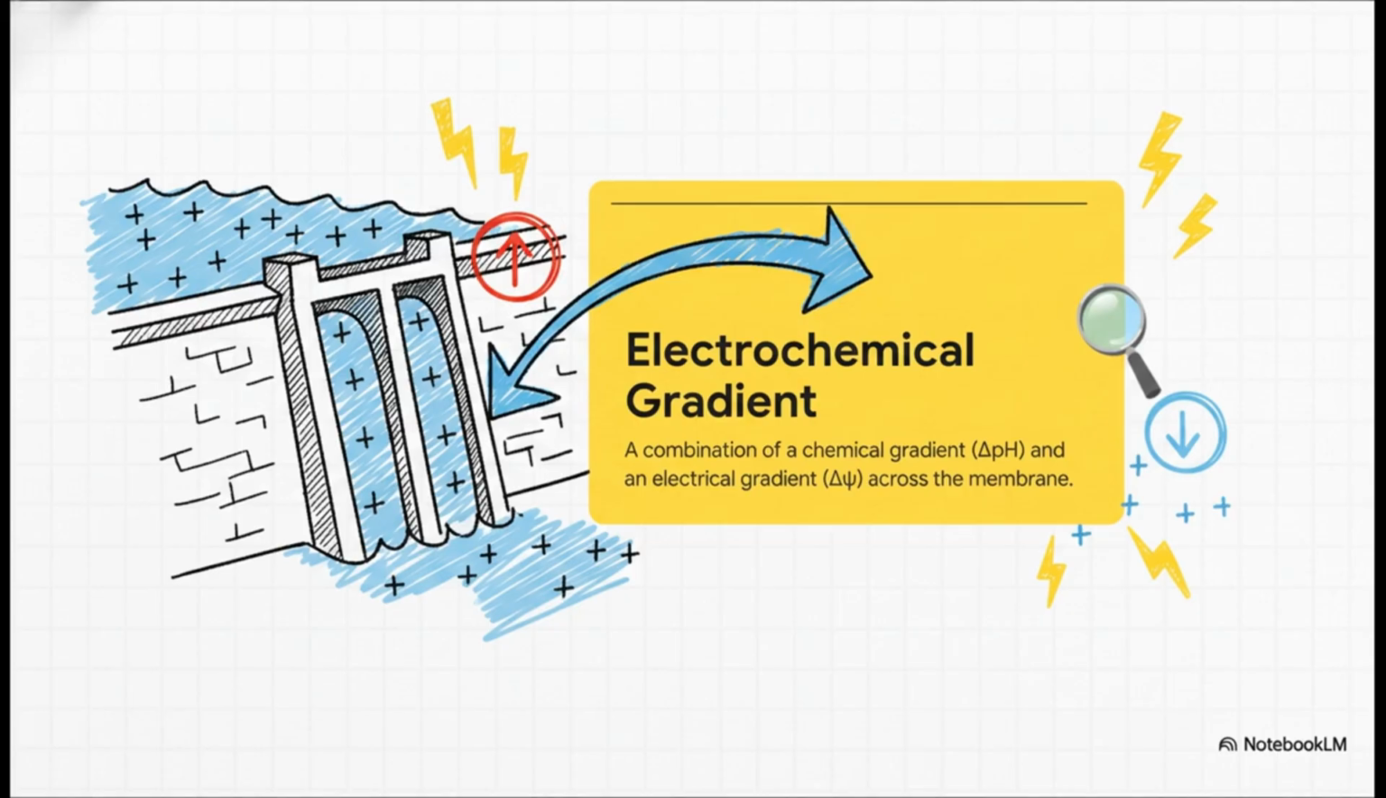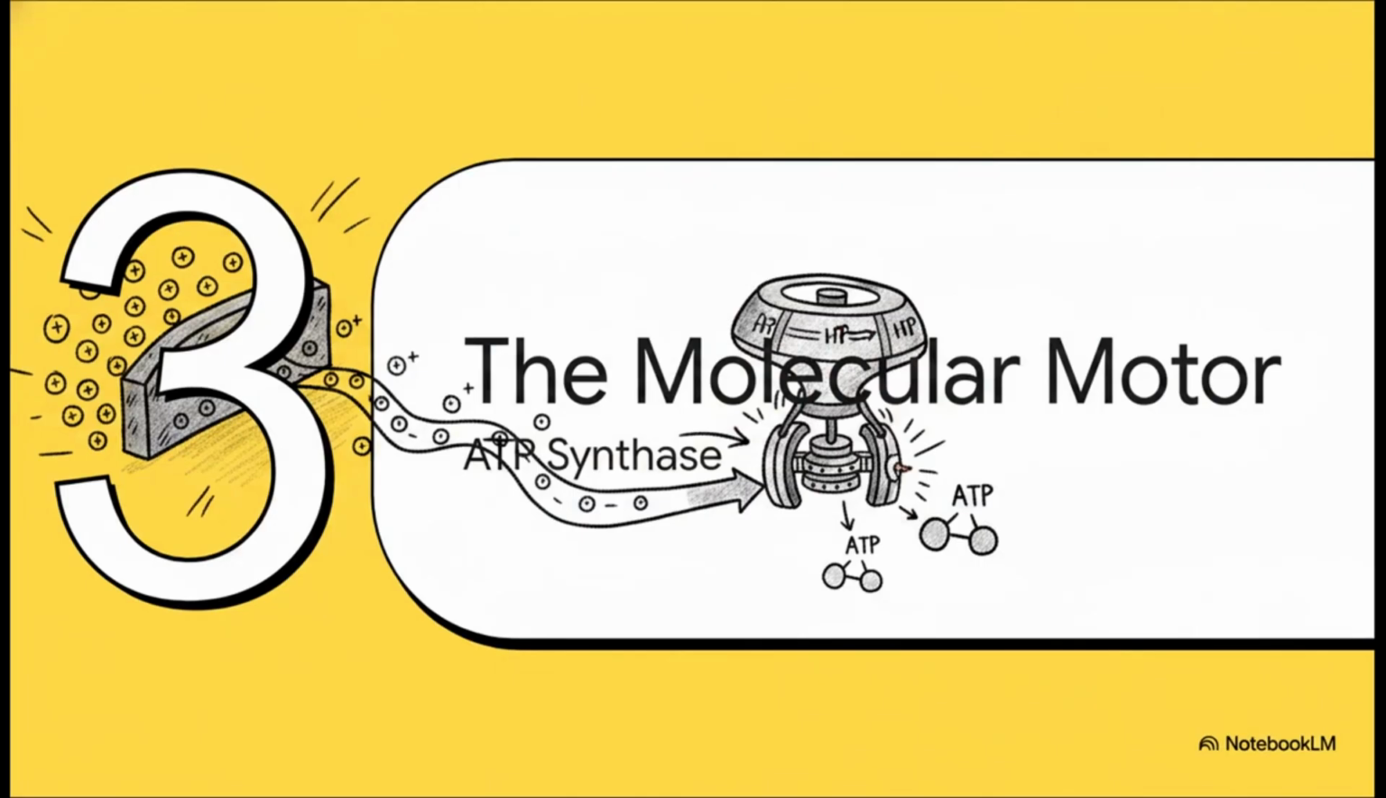The protons are desperate to flow back to where they came from, and that built-up pressure is the energy we're about to harness. So how do we turn that dammed-up proton energy into actual ATP? Well, we let the protons flow back, but we force them to go through a very special channel. It's time to meet the hero of our story, an incredible molecular machine called ATP Synthase.